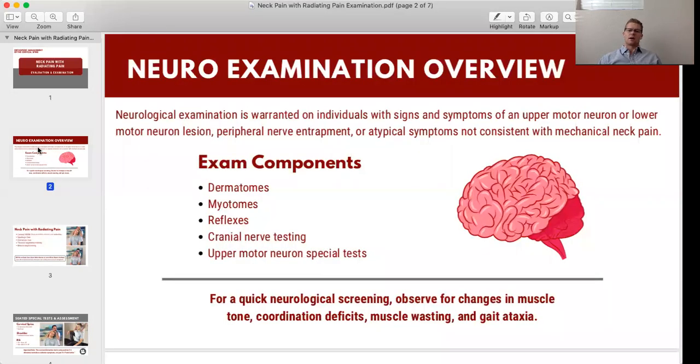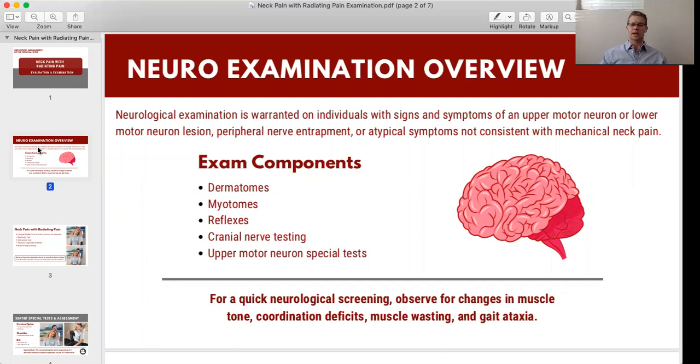And what I would say is if individuals present with signs of upper motor neuron problems, lower motor neuron or peripheral nerve entrapments, or any other atypical signs and symptoms that really don't match your standard musculoskeletal presentation, that's when I'm thinking about my neuro exam. Components of that exam are going to be dermatomes, myotomes, and reflexes, cranial nerve testing, upper motor neuron special testing.